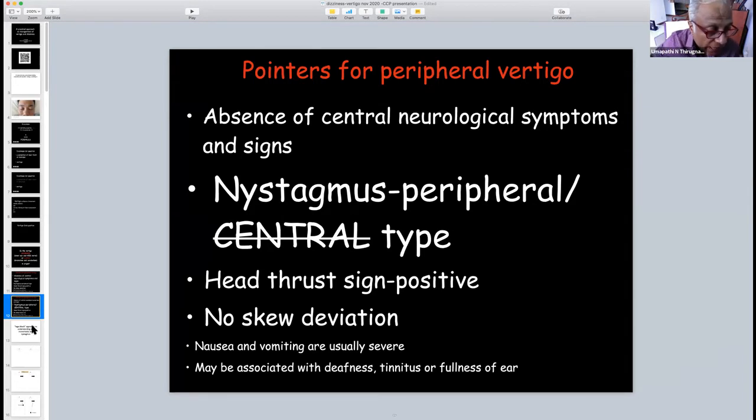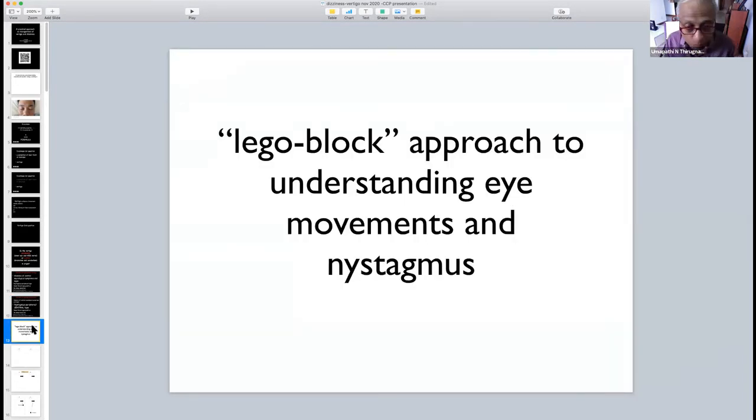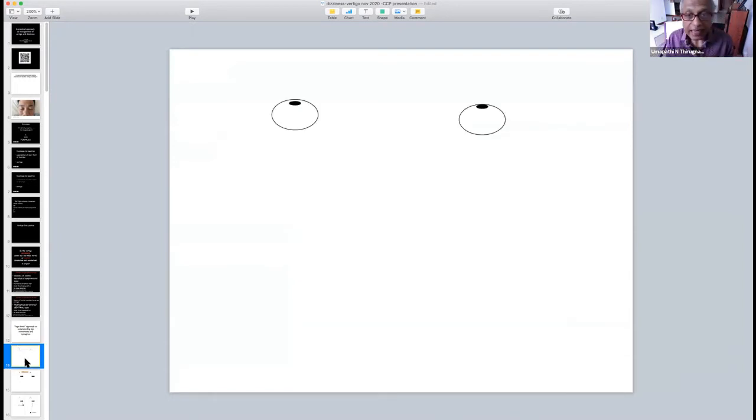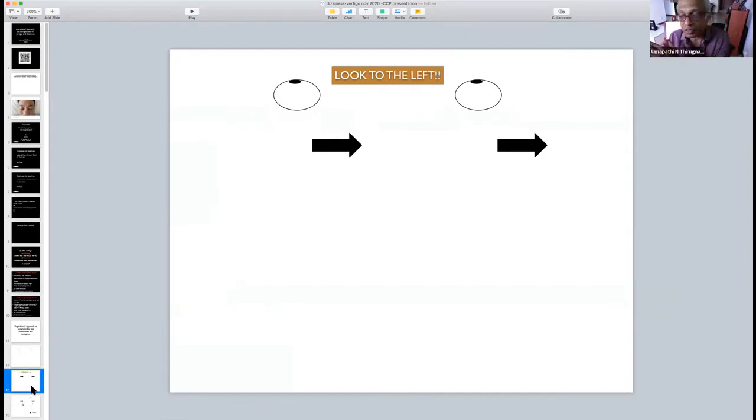Okay. To do that, some of you who have listened to my talk before know that whenever I approach eye movements, I advocate a Lego block-like constructive approach. So let me illustrate that. In this case, this is a pair of eyes, okay, that are looking straight ahead. If I were to give the command for this pair of eyes to look to the left, or look to the right, whichever direction you want the eyes to look at.